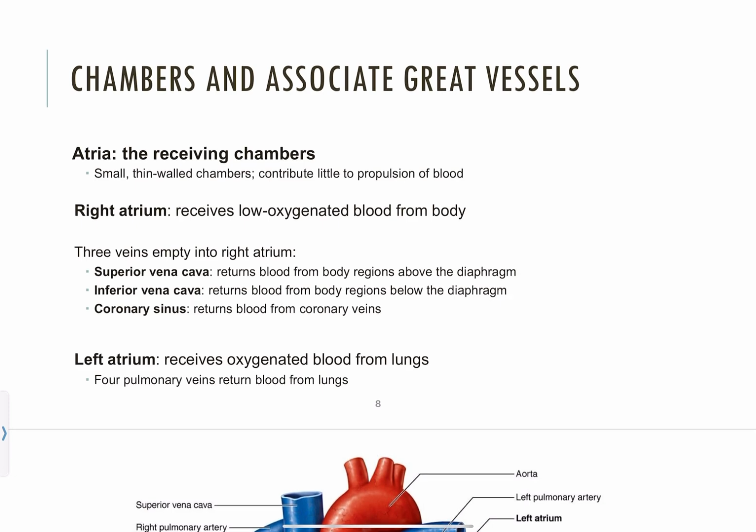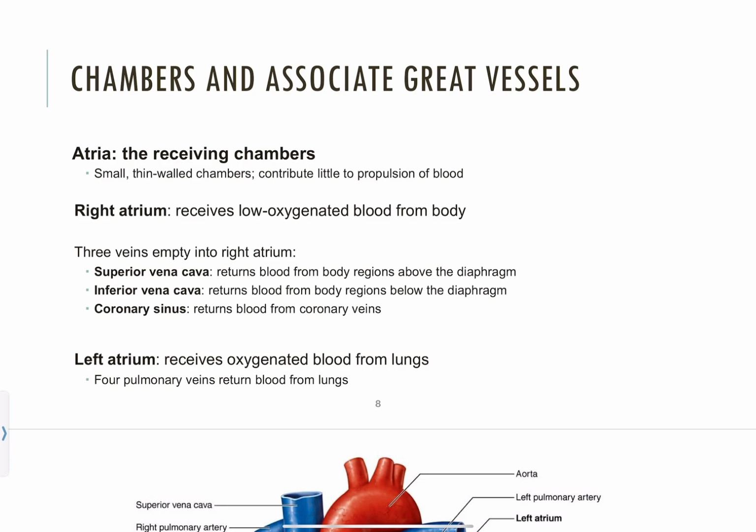Okay, so the pulmonary and the systemic circuits are driven by the coordinated action of the heart's receiving and pumping chambers that we just talked about. The right atrium is going to receive low-level oxygenated blood from the systemic circuit, while our left atrium receives heavily oxygenated blood returning to the heart from the lungs. The right ventricle is then going to pump the blood into the pulmonary circuit, and the left ventricle pumps it into the systemic circuit.